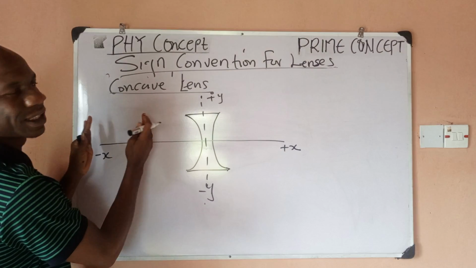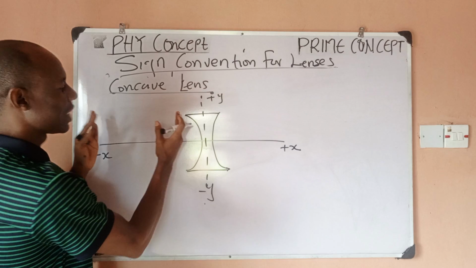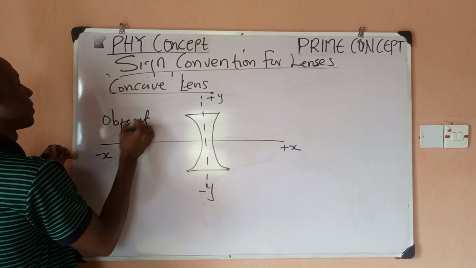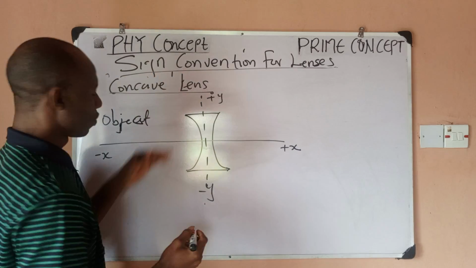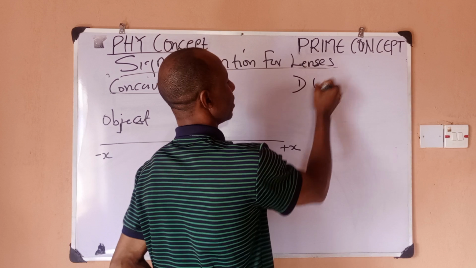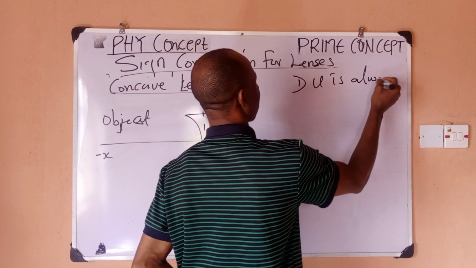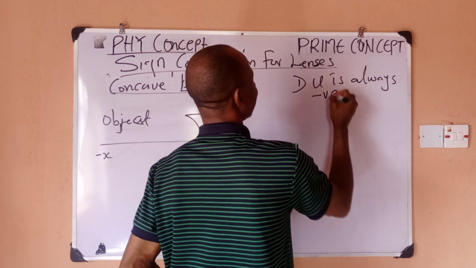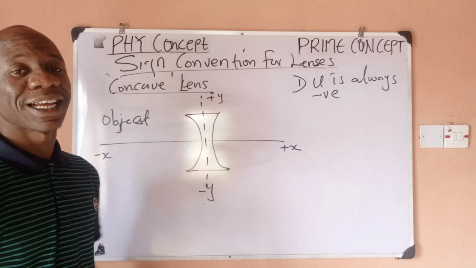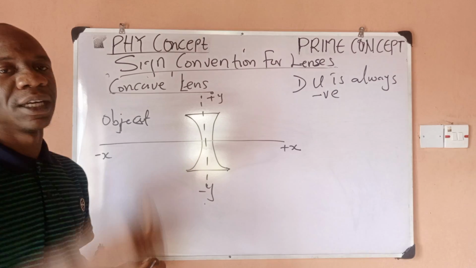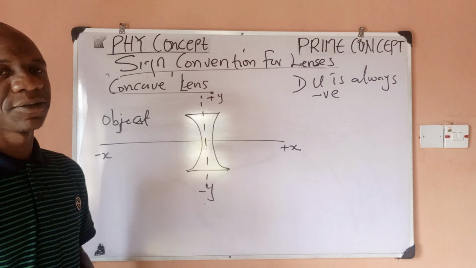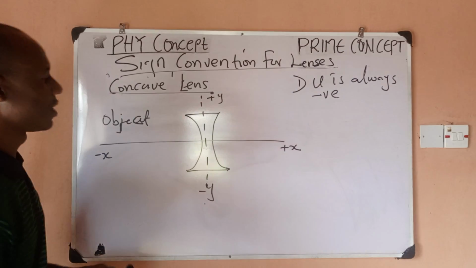Now, remember, we always want to place our object on the left hand side. So this is where our object would always be, which is on the left and negative side, right? It means that firstly, U is always negative. This is the convention. So you will notice that U for both our convex lens and our concave lens is always negative. Even when we talked about mirror, we still use the convention that U is always negative for all of them. So it's something very easy to remember.